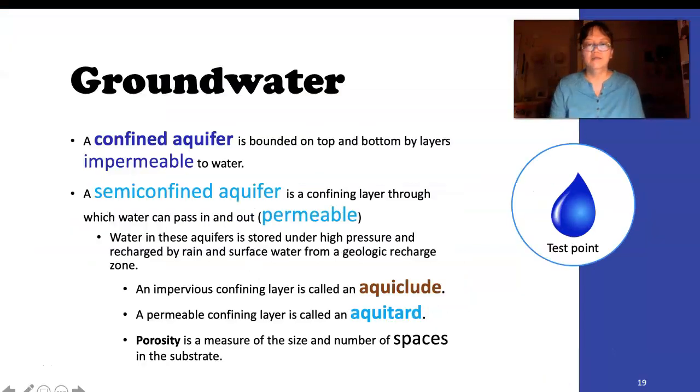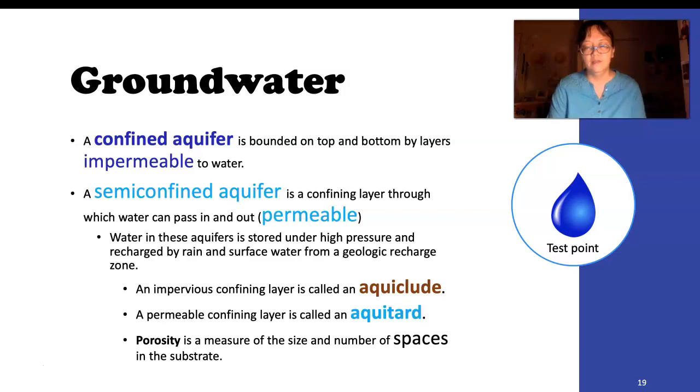So a semi-confined aquifer is a layer through which water can pass in and pass out. One side of the aquifer is permeable, but the other side is impermeable. I want to introduce two interesting concepts here. What is aquaclude and what is aquatard? Aquaclude is an impervious confining layer, and aquatard is a permeable confining layer.